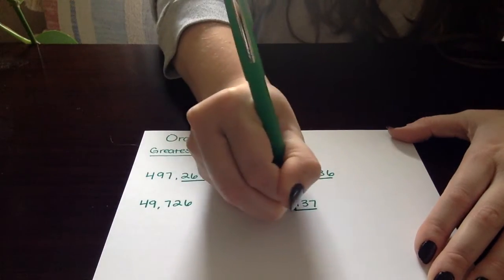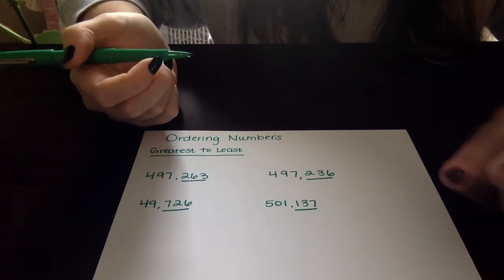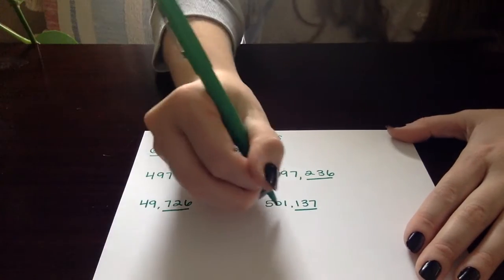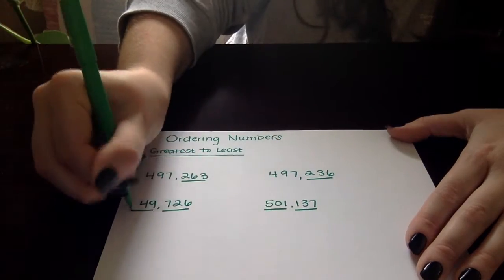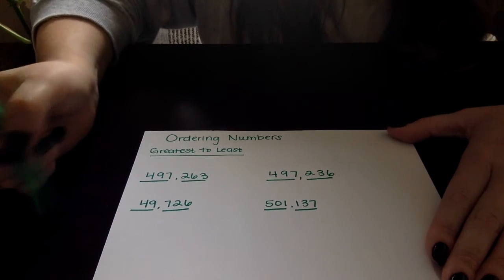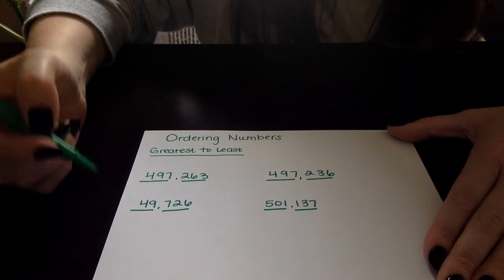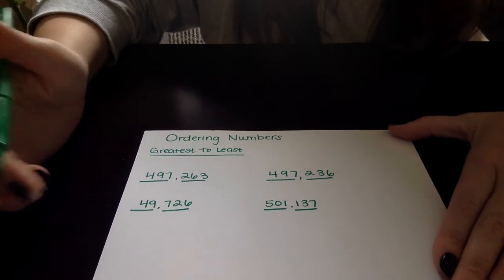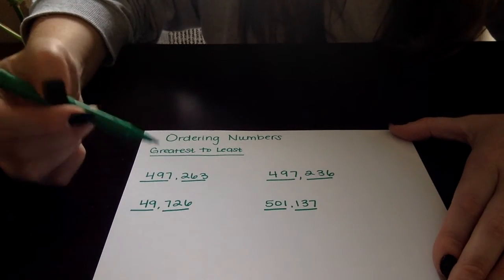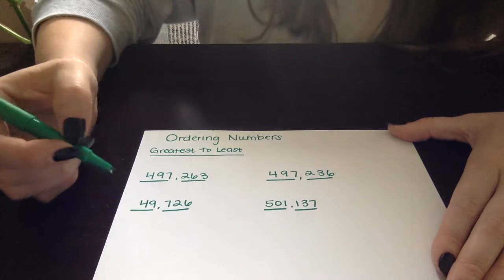And each of my numbers has a full ones family, all 3 digits, because we need to remember 1, 2, 3 makes that family. Then I'm going to go ahead and underline my thousands family in each number. And then I'm good to start comparing. Since each of my numbers has at least 1 digit in the thousands family, and we don't go into the millions family, I'm going to start comparing there. The thousands family is the largest family that I have present in these numbers.